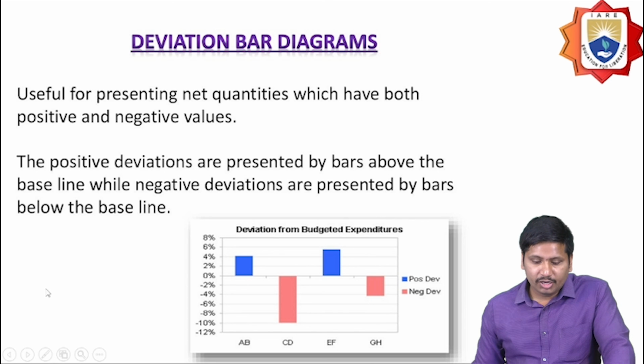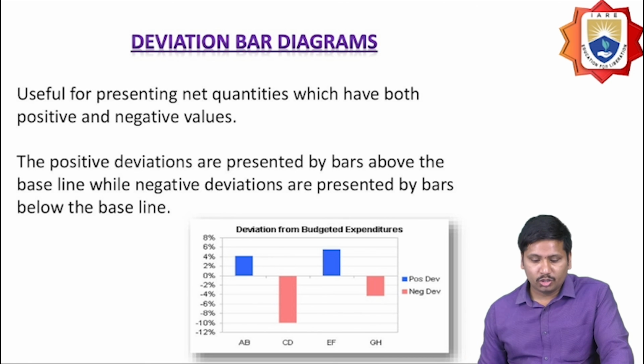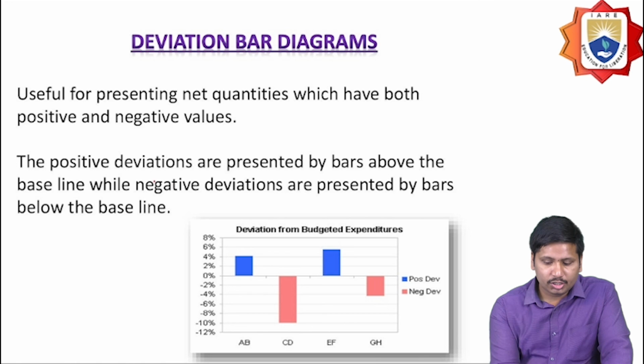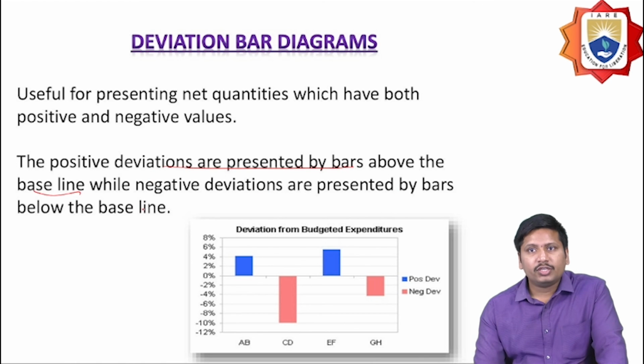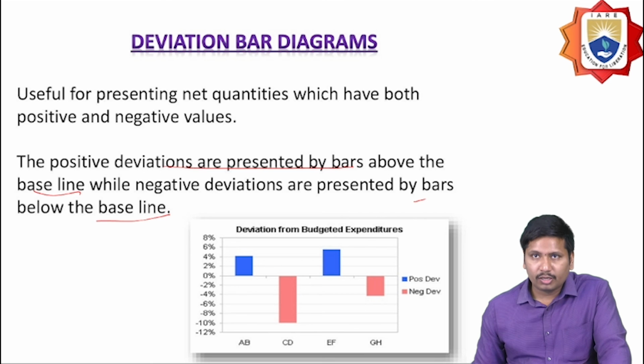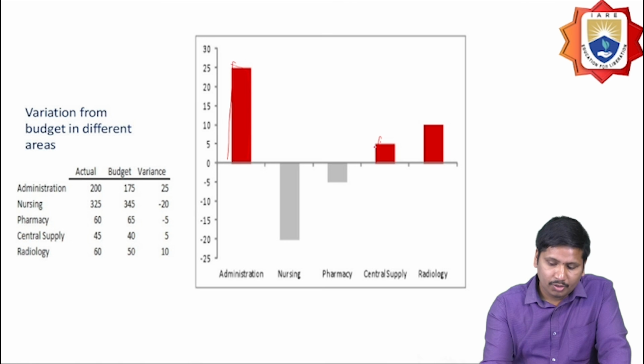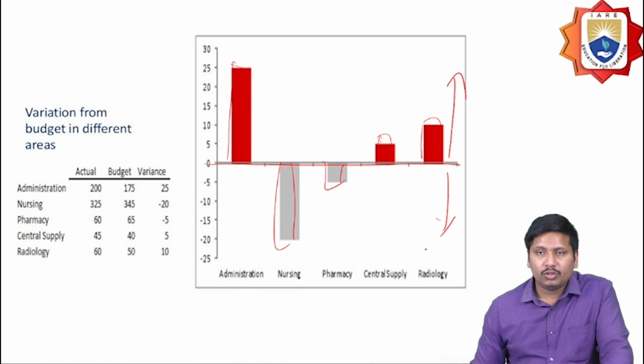And the next one is the deviation bar diagram. This is used when presenting net quantities which have both positive and negative values. All the positive deviations are represented by bars above the line, and negative deviations are represented by bars below the baseline. So this is the deviation bar diagram. All the time I represent the positive values above the baseline, and negative deviations are drawn below the baseline.